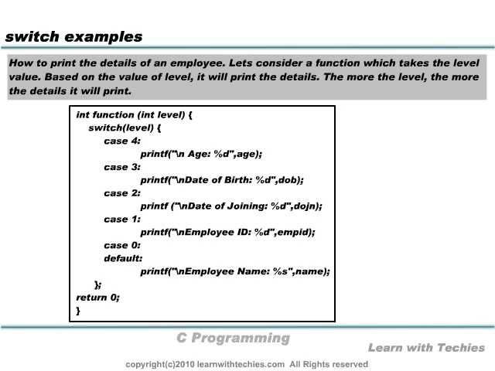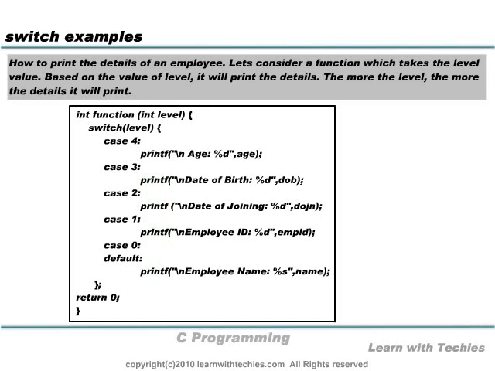As we know, the case statements are always compared from top to bottom. So if the function is passed with 4, it will go to case 4 and print the age of the employee. Since there is no break statement, it would keep executing the statement until it reached the end, or the break statement. So next it would print the date of birth and continue this way until the end of the switch statement.